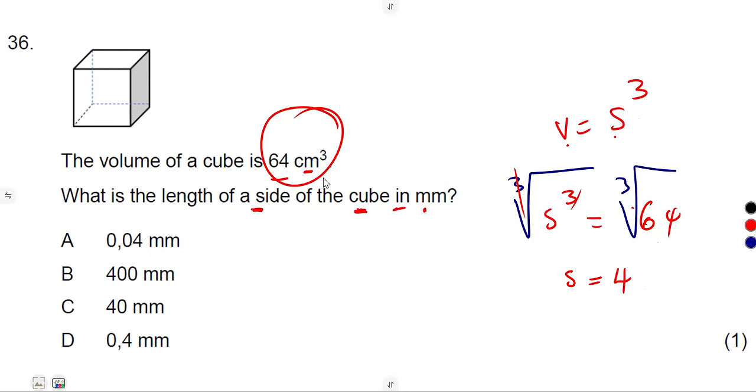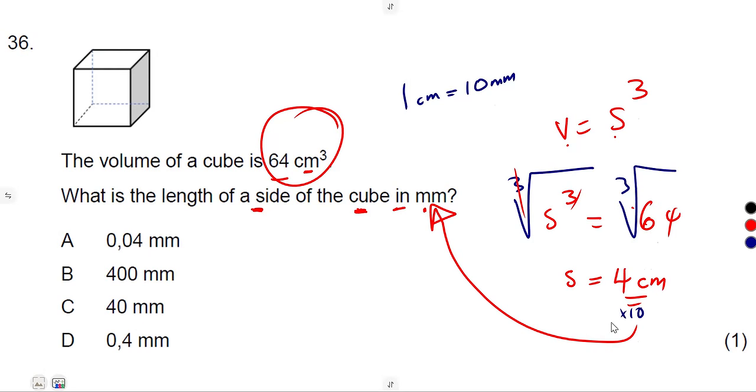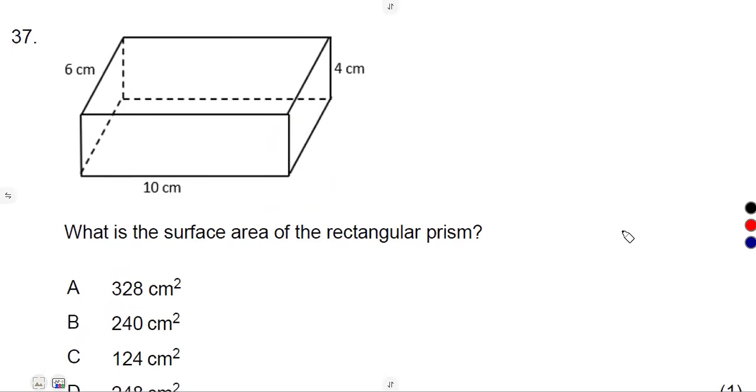Remember, these are cubic centimeters. So the length or the side must be 4 centimeters. But they said in millimeters. 1 centimeter is 10 millimeters, so simply multiply by 10. That's going to give us what? 40 millimeters, which is on what? On C. All right. So that's simple conversion, which is to be used later on.